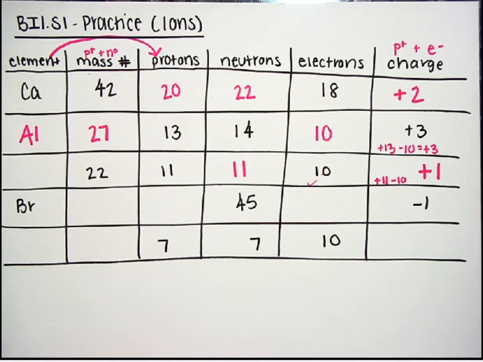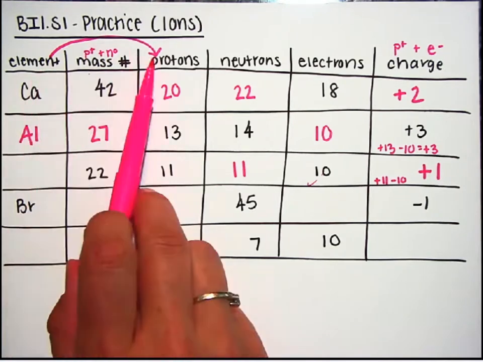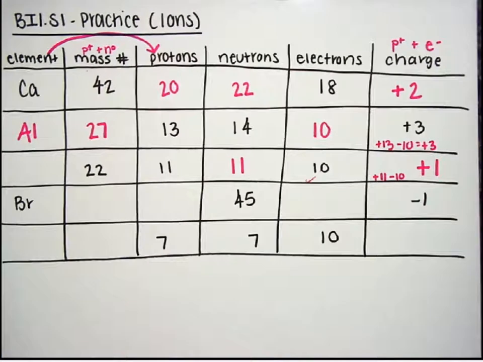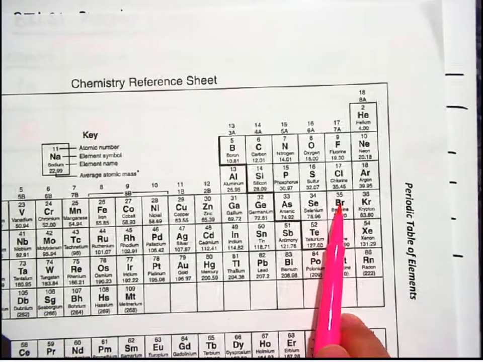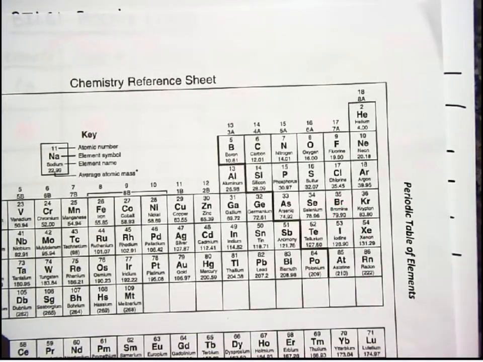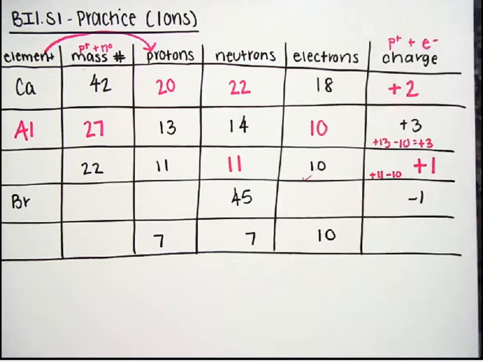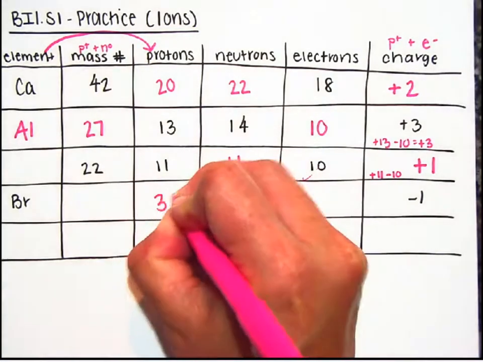Row 4. Element, number of protons. If I know it's bromine, I can look up bromine on the periodic table. Bromine has an atomic number of 35. The atomic number is equal to the number of protons.